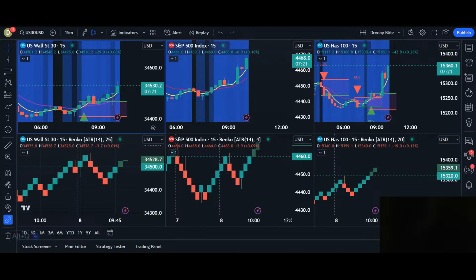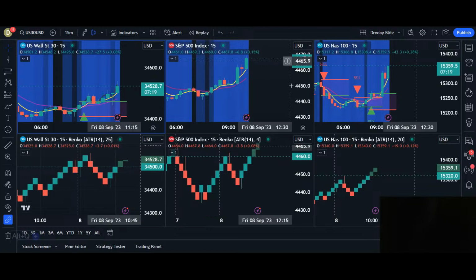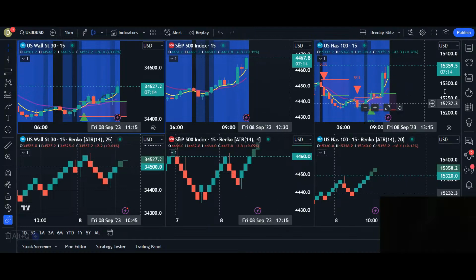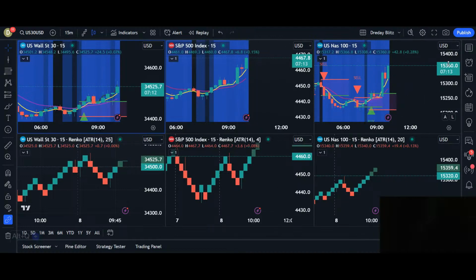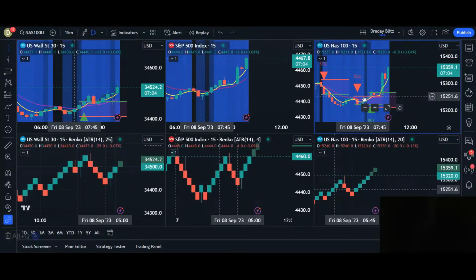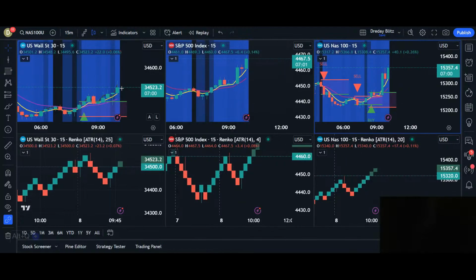All right, so we had still some buying pressure here, like I told you guys. So still looking for longs on everything. And if you were in the market since the start of the New York session, you should be in profit.